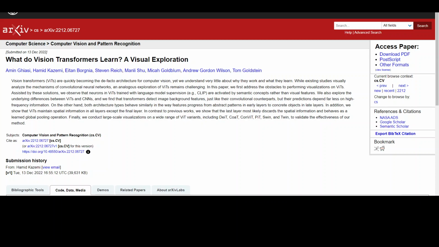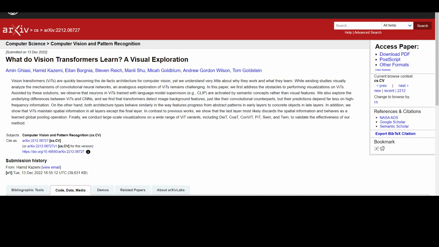Transformers have become an integral part of generative AI, and a lot of innovation is happening around them. We even have vision transformers now, which are proving to be very instrumental when it comes to computer vision. In this paper, which is titled What Do Vision Transformers Learn? A Visual Exploration, these researchers, Amin Ghiasi, Hamid Kazemi, Ethan Bognia, Stephen Reich et al. at University of Maryland have done this great work on visualized representation learned by a vision transformer.